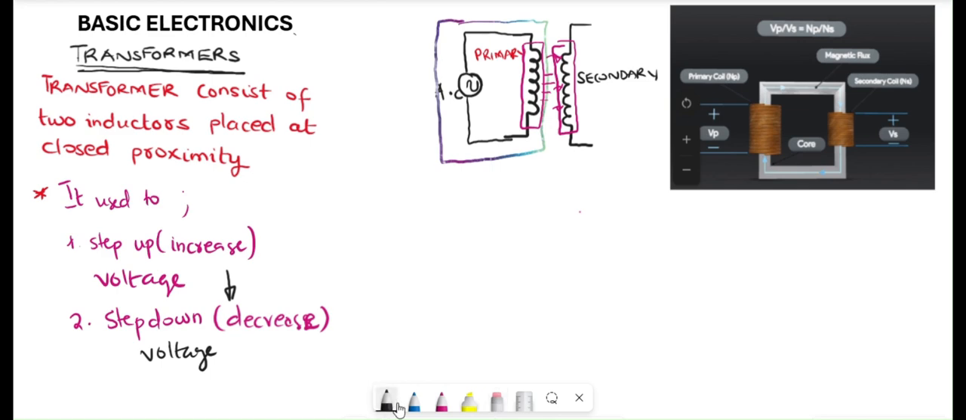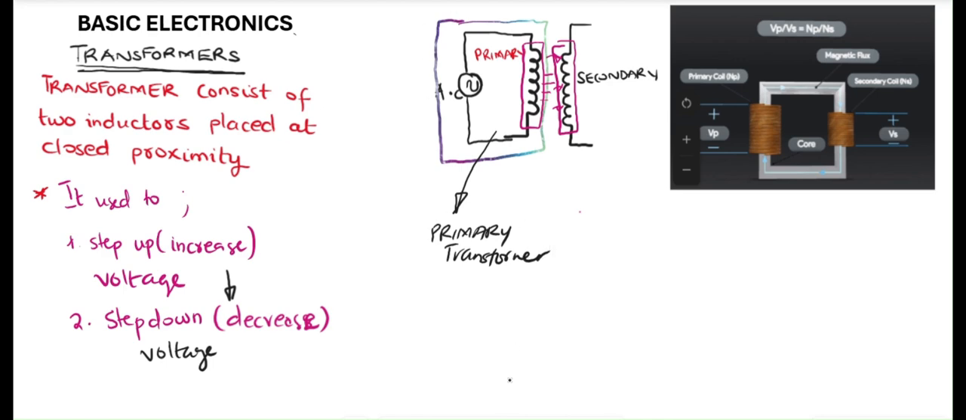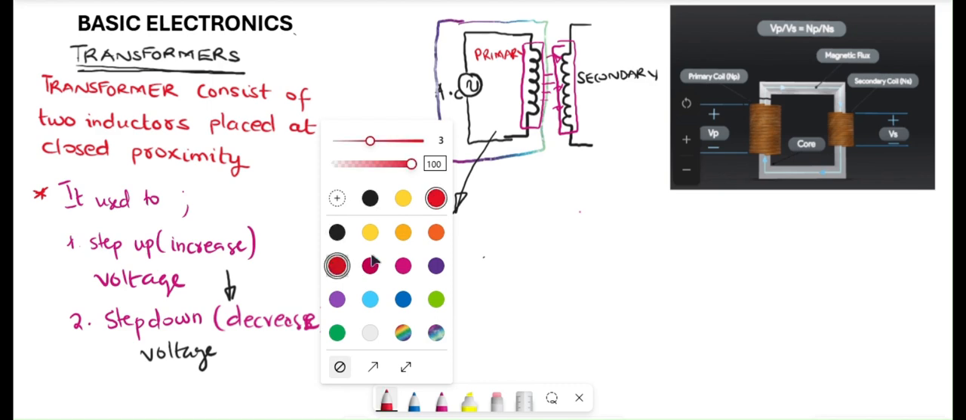All right, so let's look at this. Now the first inductor is what we call the primary core, not primary transformer. If you take the transformer, this whole thing makes the transformer. This whole setup. So you can look here, you see that there are coils of wire. If you can clearly see, let me use a bright color. Let me use a red color so that you can see.